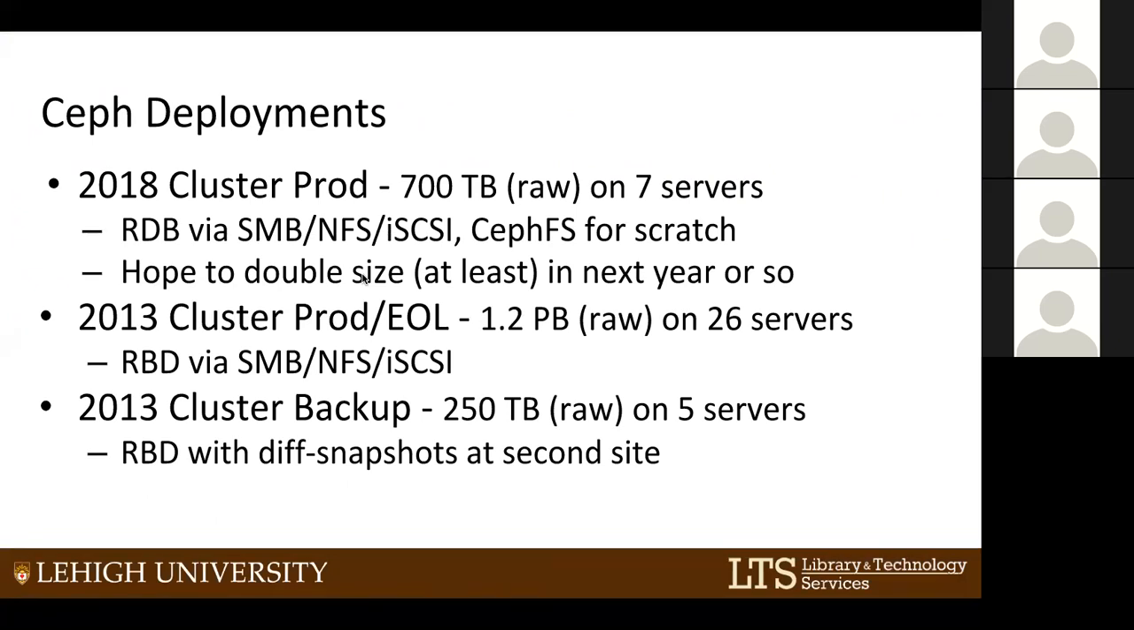Yeah, so we have I guess 3 clusters now, but they're really 2 because the 2013 cluster was split into 2 sites so that we could do backups. The production cluster is now 700 terabytes raw on 7 servers, and we do serve everything: Samba, NFS, iSCSI, and CephFS. I would love to move everything to CephFS after having used it just a little bit.